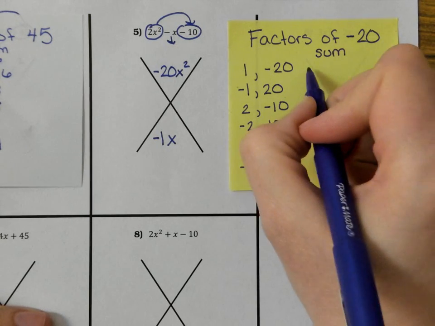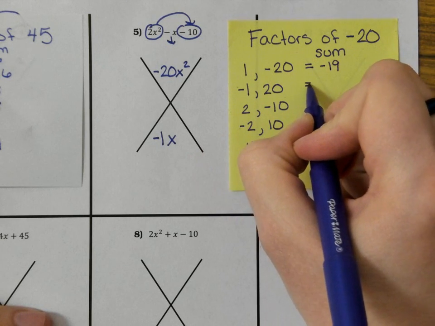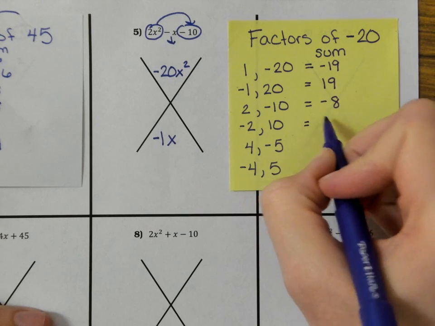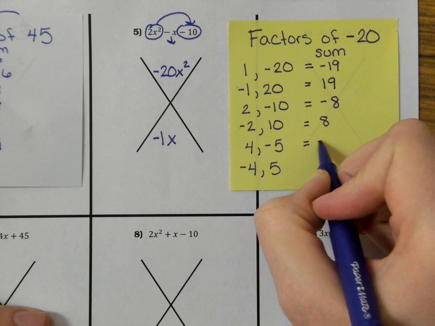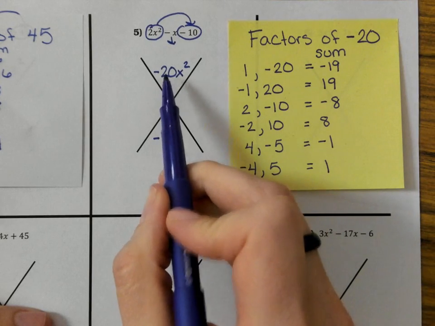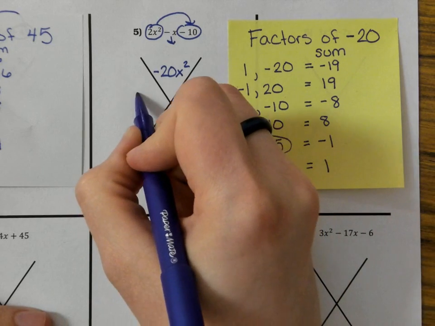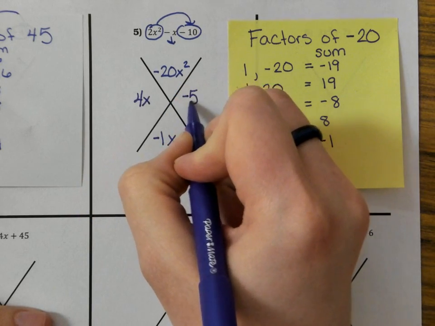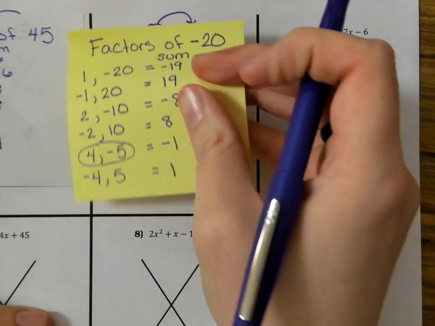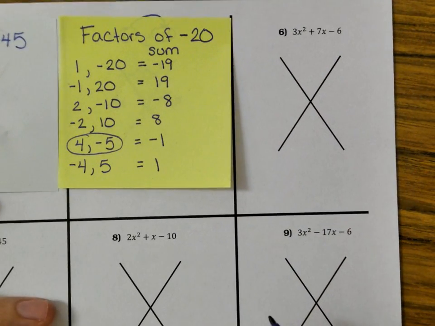So now let's find the sum. We still do the same thing. We still add them together. We get negative 19, positive 19, negative 8, positive 8, negative 1, and positive 1. And so the factors of negative 20 that add to negative 1 are here, 4x and negative 5x. All right. So that goes with that one. And then let's do number 6 together.